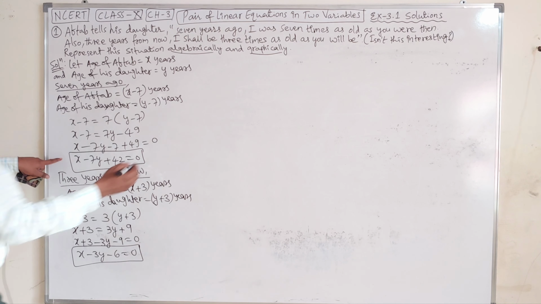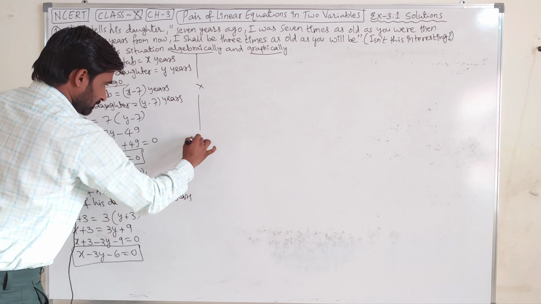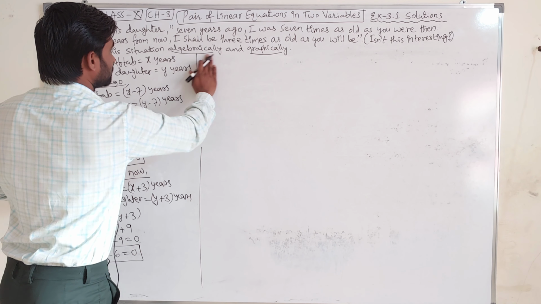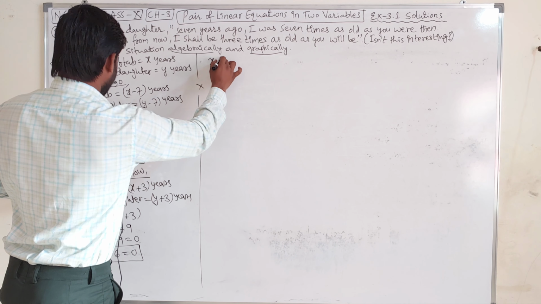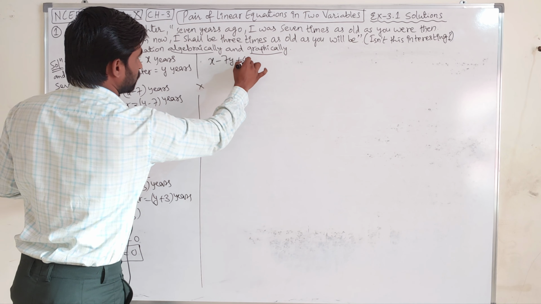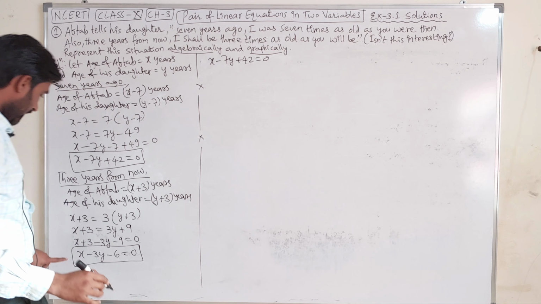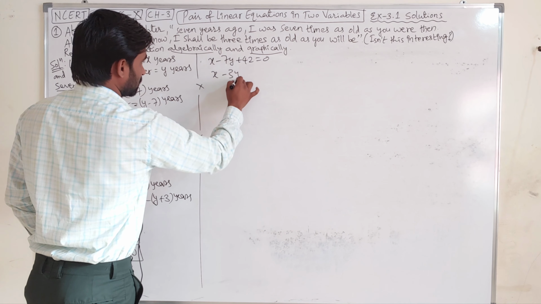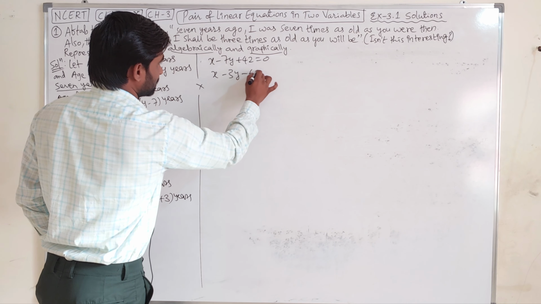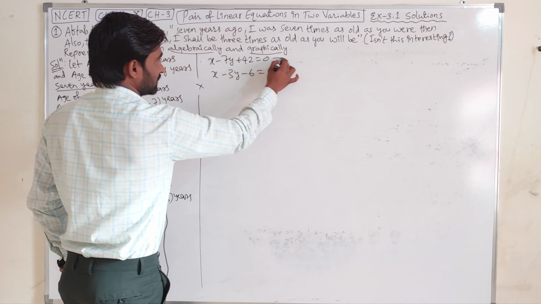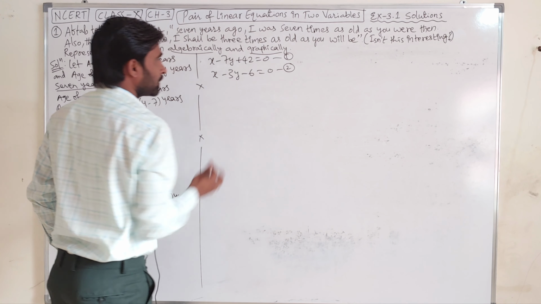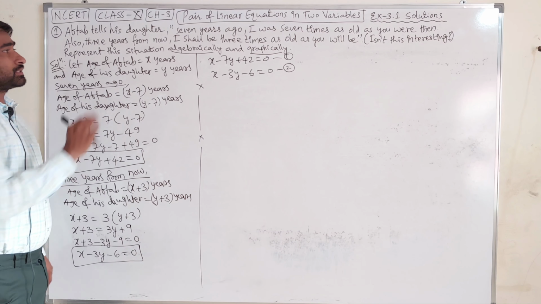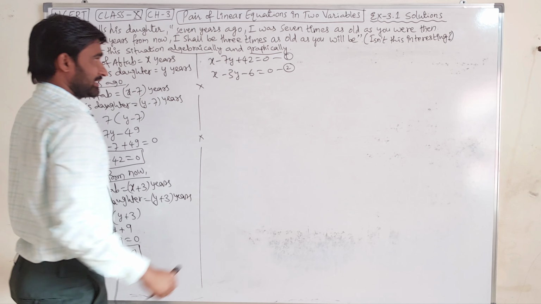So these are the two equations. Let me write here. First equation is x minus 7y plus 42 equal to 0, and the second one is x minus 3y minus 6 equal to 0. So this is equation 1 and this is equation 2. This is the algebraic representation. Now the graphical representation is required.